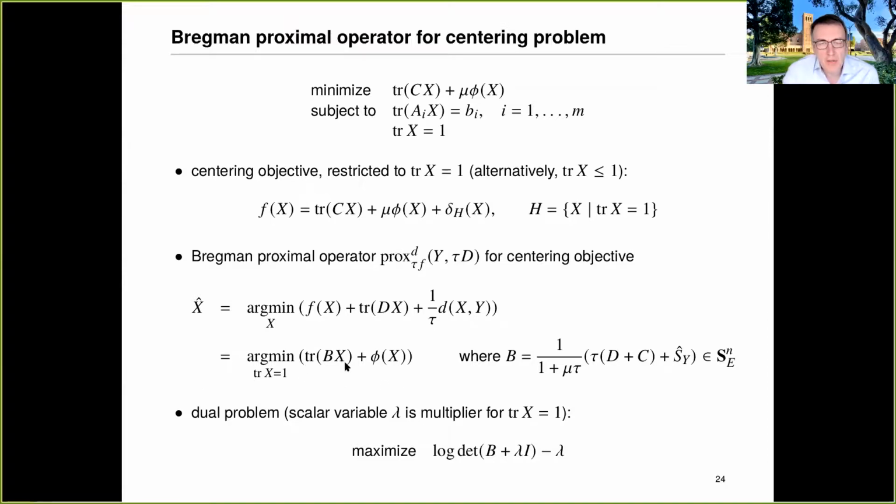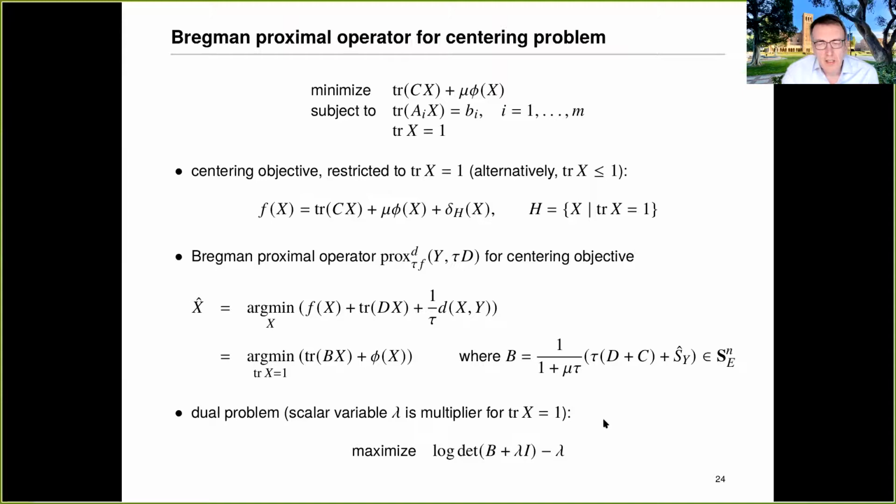X is the matrix variable, phi is the barrier of the positive semi-definite completable cone, and you have a simple single linear equality constraint. We'll solve it via the dual, and the dual would look like this. We maximize over a scalar variable lambda, the multiplier of the equality, this function, log det of B plus lambda I, where B is a positive sparse matrix, and lambda is large enough to make this positive definite. So it's a convex differentiable optimization problem in a scalar variable lambda, but B is a very large sparse matrix.